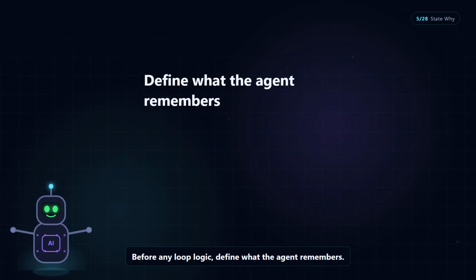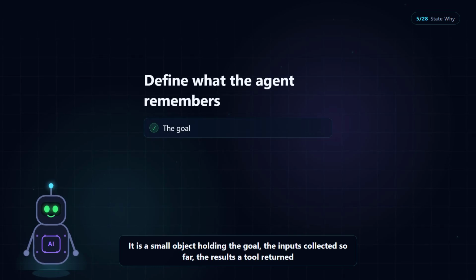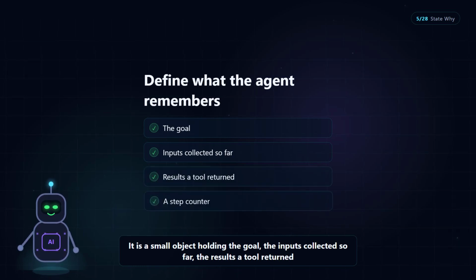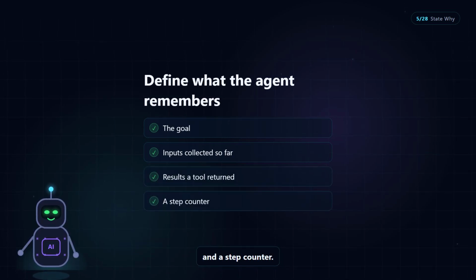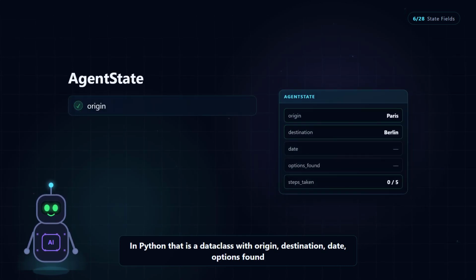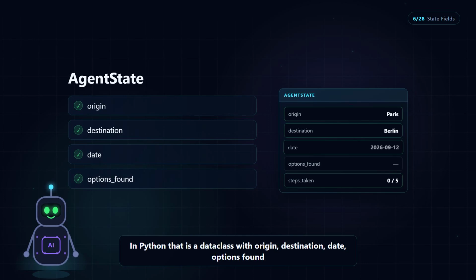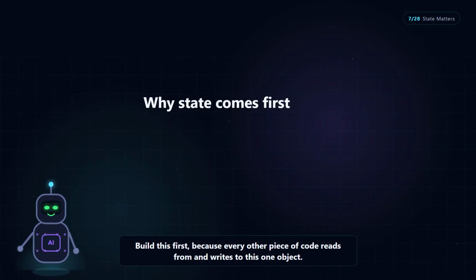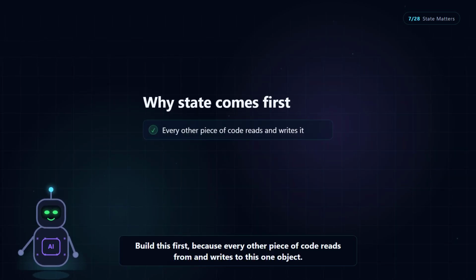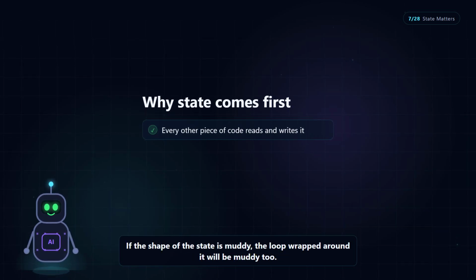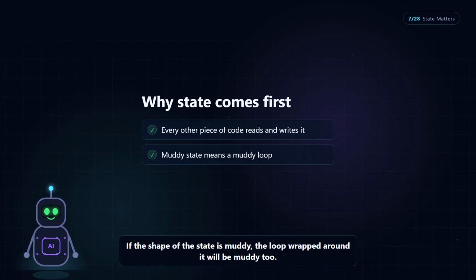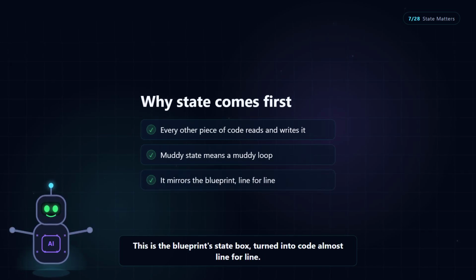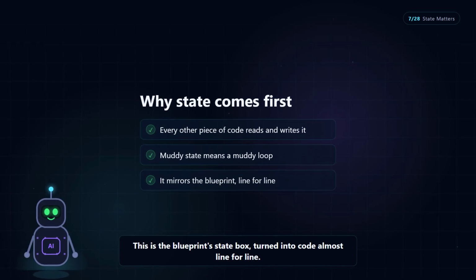Before any loop logic, define what the agent remembers. It is a small object holding the goal, the inputs collected so far, the results a tool returned, and a step counter. In Python, that is a data class with origin, destination, date, options found, and steps taken. Build this first, because every other piece of code reads from and writes to this one object. If the shape of the state is muddy, the loop wrapped around it will be muddy too. This is the blueprint's state box, turned into code almost line for line.